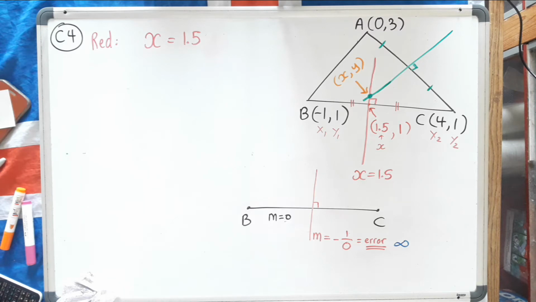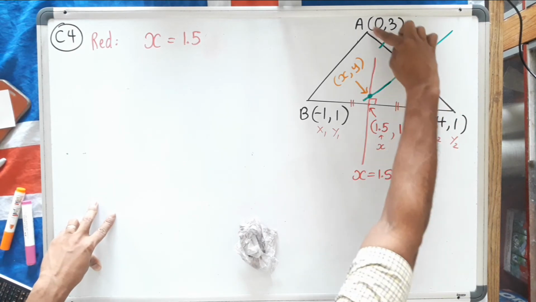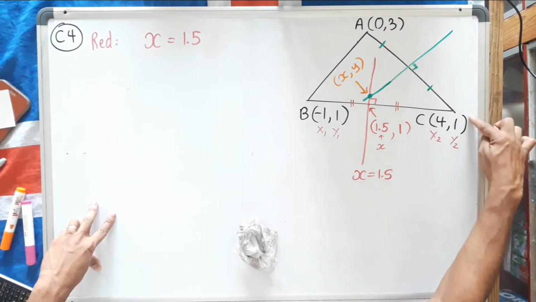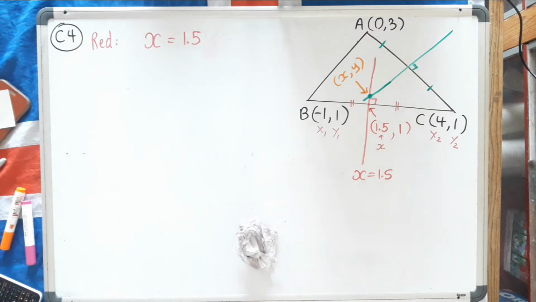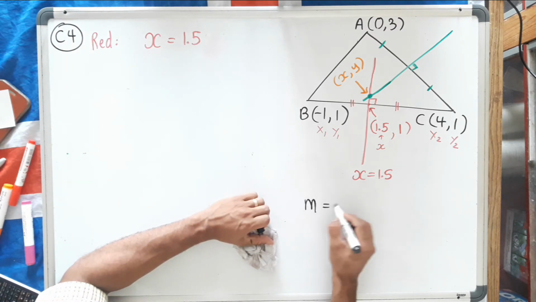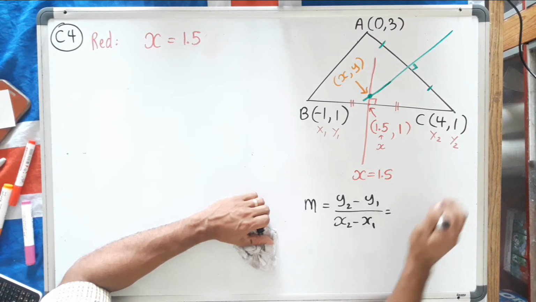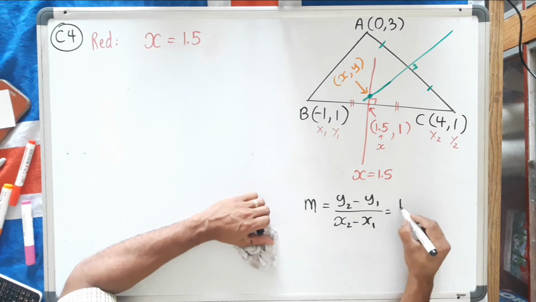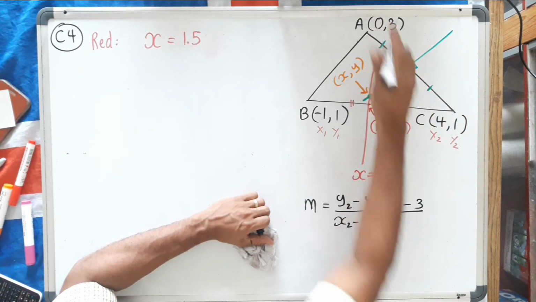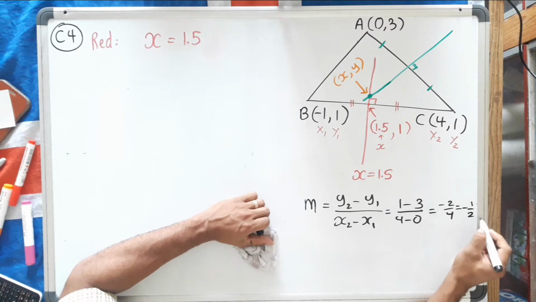Let's find the equation of the green line. First of all, what's the gradient of AC? Whatever we get for the gradient of AC, we have to flip it and change the sign. Okay? So, let's find the gradient of BC. Well, gradient is y2 minus y1 divided by x2 minus x1. y2 minus y1, 1 minus 3 divided by 4 minus 0. You're going to get minus 2 divided by 4, which is minus a half.